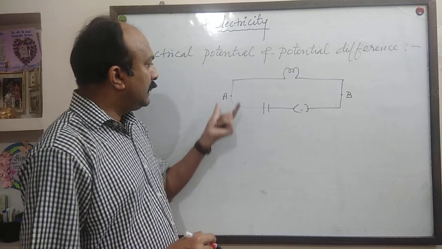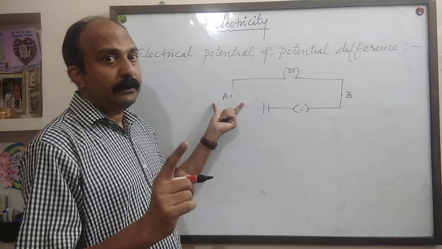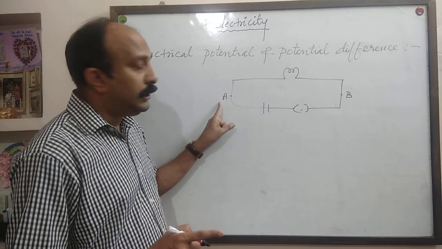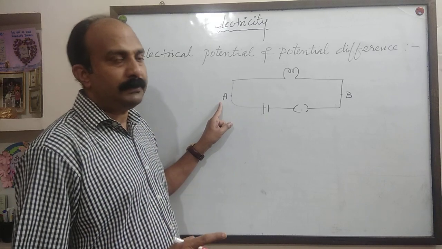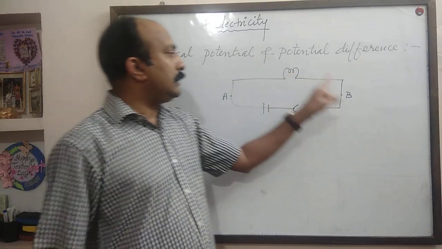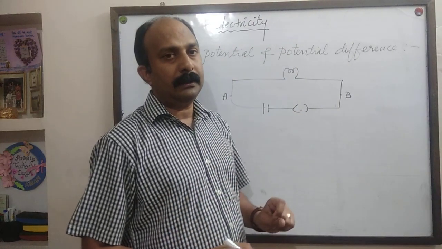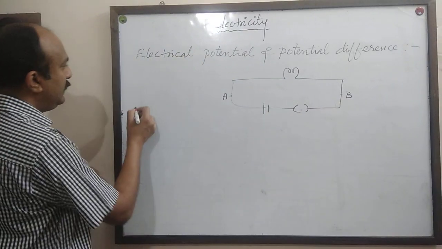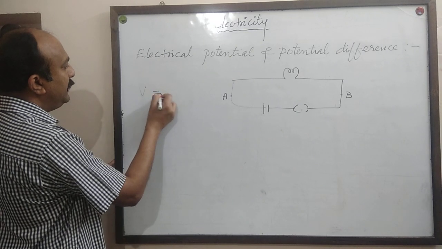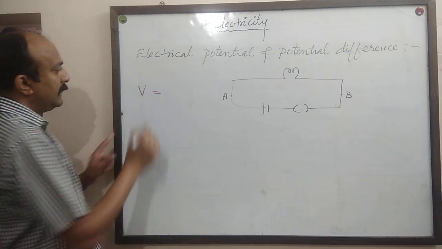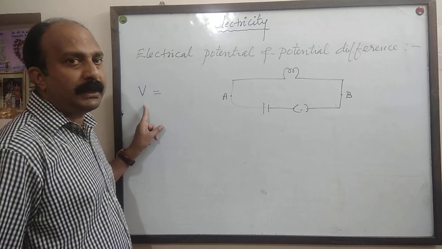I repeat, the amount of work done for shifting 1 unit charge or 1 coulomb charge from point A to point B is called potential difference across A and B. The potential difference is represented by capital V. Capital V is the symbol for potential difference.